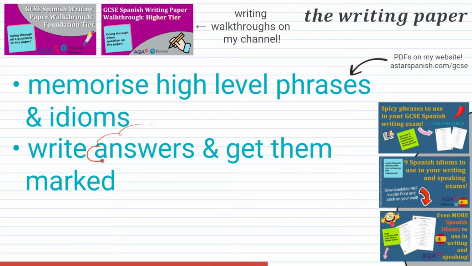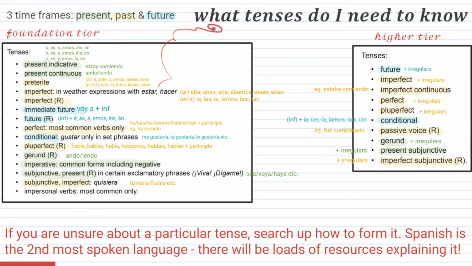Before you go off and start revising, one common question I get from GCSE students is what tenses do I need to know? I have pasted the criteria for both foundation and higher tier for AQA, and it's very similar for Edexcel. I've annotated around the endings for each tense, so pause the video to have a read. The capital R in the brackets means irregular verbs only. If you are unsure about a particular tense, search up how to form it either on YouTube or just on Google. And if you still have questions, leave a comment below. Learning these tenses will take time, as you have to memorize the endings and then practice conjugating.